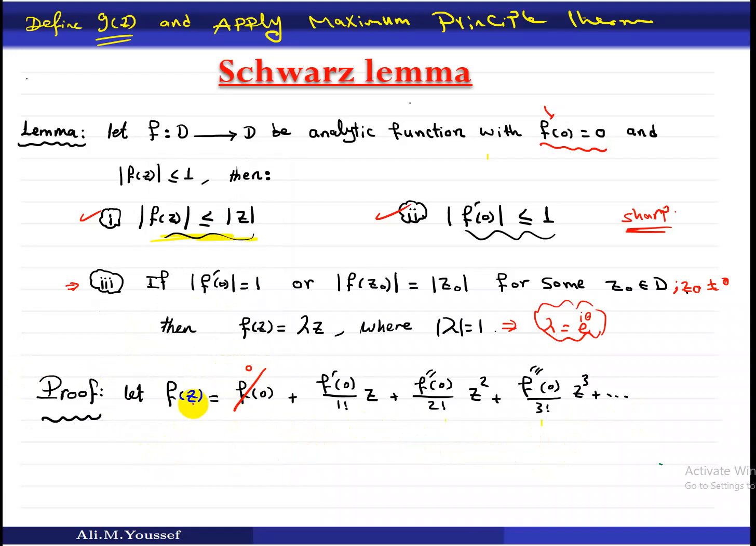So we can divide f(z) over z. Why do I divide this one? Because I want to conclude |f(z)/z| is less than or equal to 1. This is equal to f'(0) plus f''(0) over 2 factorial z plus, and so on.